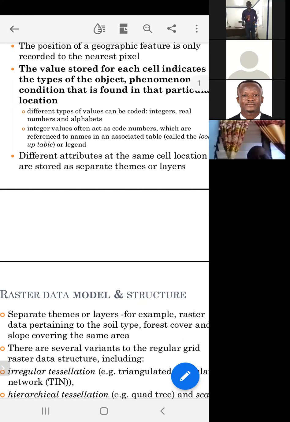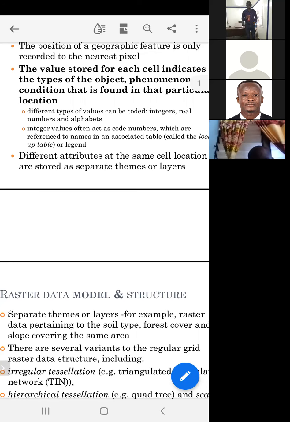So different attributes at the same cell location are stored as separate themes or layers. Anybody who's been in this class, you can say you've forgotten, but honestly, I know I have taught you. You should know what themes and layers are. When we have several values at the same location, we layer them, we stack them. Are you okay? And later we can have overlay operations over them. We can have union overlay, intersect overlay, symmetric difference. I hope you remember all that.